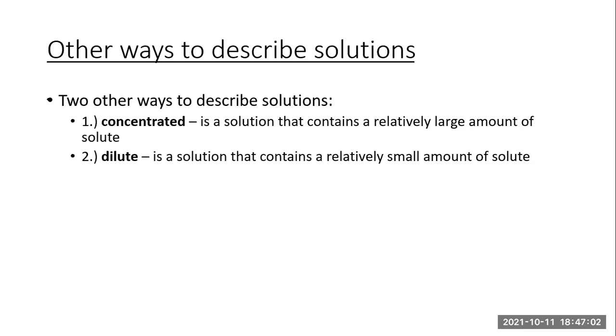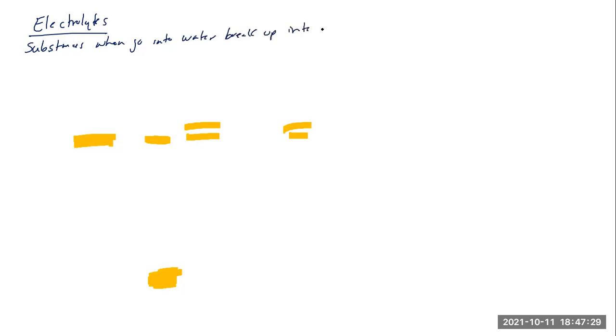Okay, then we're going to talk next about electrolytes. So let's talk a little bit about electrolytes and sort of what those things are. Electrolytes are substances that, when they go into water, break up into ions.